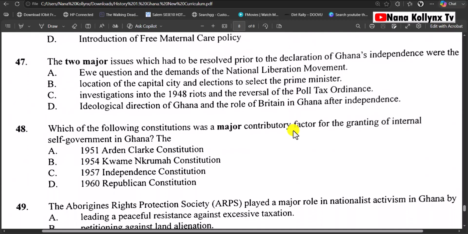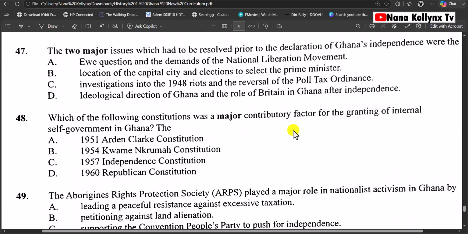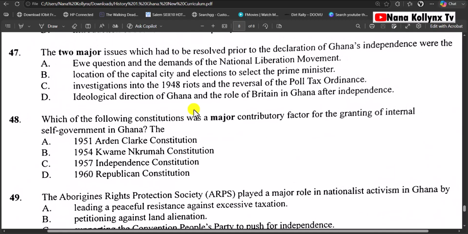47. Number 47. The two major issues which had to be resolved prior to the declaration of Ghana's independence were the. Number 48. Which of the following constitutions was a major contributory factor for the granting of internal self-government in Ghana?